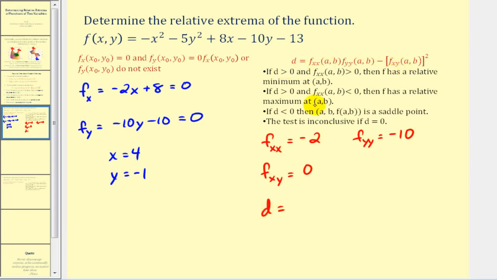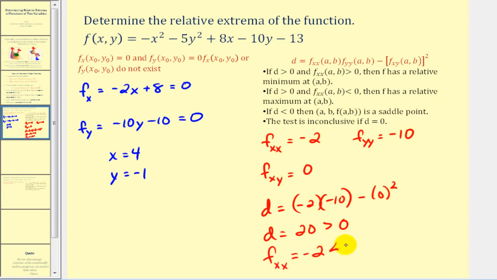So D is going to be equal to negative 2 times negative 10, and then minus 0 squared. So D is equal to positive 20, which of course is greater than 0. We also need to determine the sign of the second order partial with respect to x. We have it right here. It's less than 0. So looking at these two conditions, where D is positive and the second order partial with respect to x is negative, this satisfies this condition here, which tells us we have a relative maximum at (4, -1).